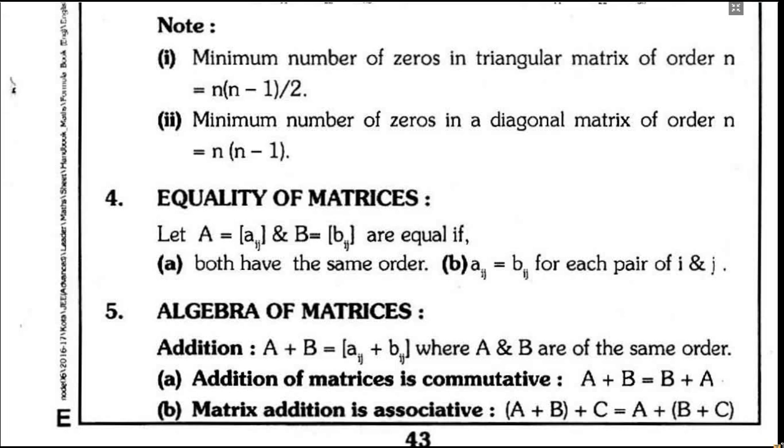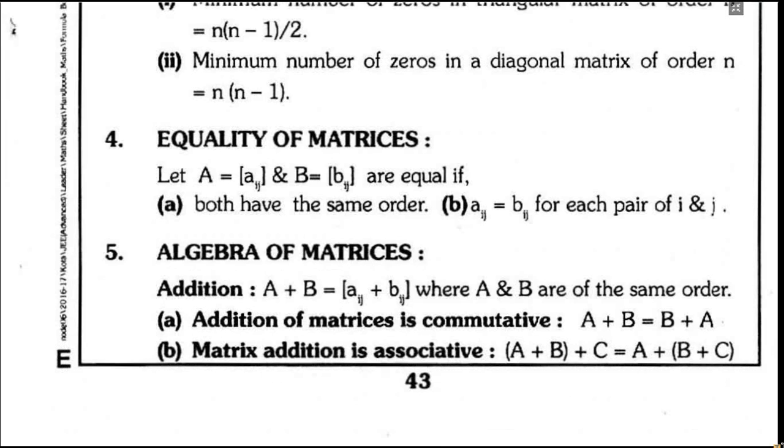Algebra of matrices: addition. A plus B equals [Aij plus Bij], meaning the corresponding elements get added, where A and B are of the same order. Addition of matrices is commutative: A plus B equals B plus A. Matrix addition is associative: (A plus B) plus C equals A plus (B plus C).